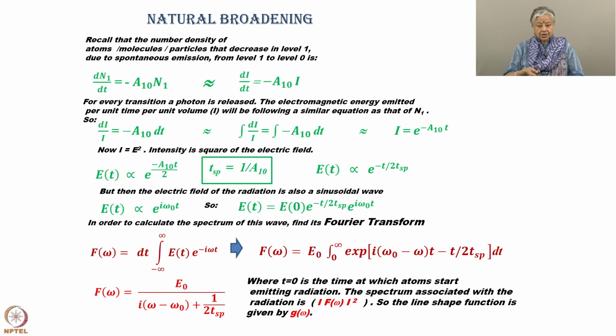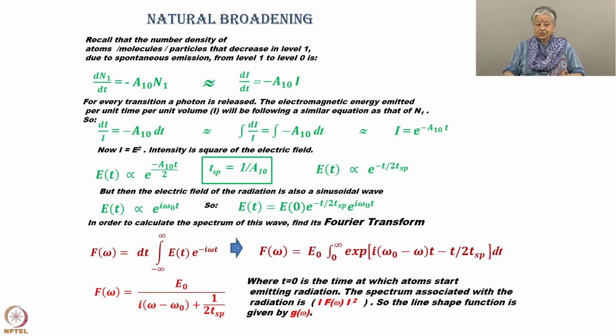So here it is. The electric field becomes proportional to e to the power minus t upon 2 tau spontaneous. So, I have just replaced A10 with tau spontaneous, relating it to the time it remains in that higher level state. But then the electric field of the radiation is also a sinusoidal wave. That is what we have seen in the previous slide.